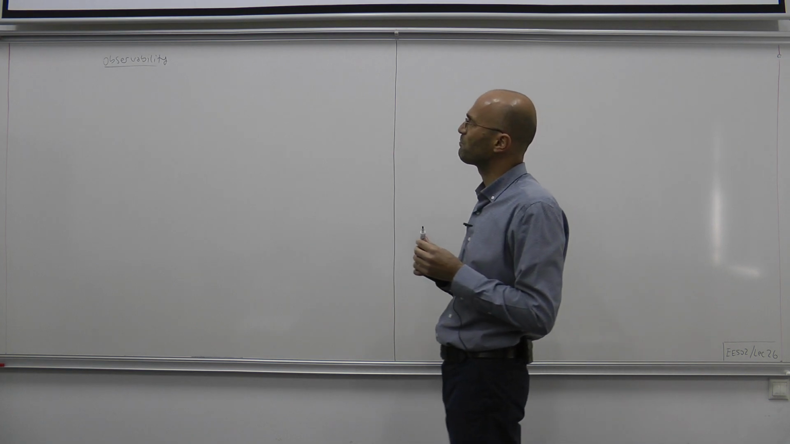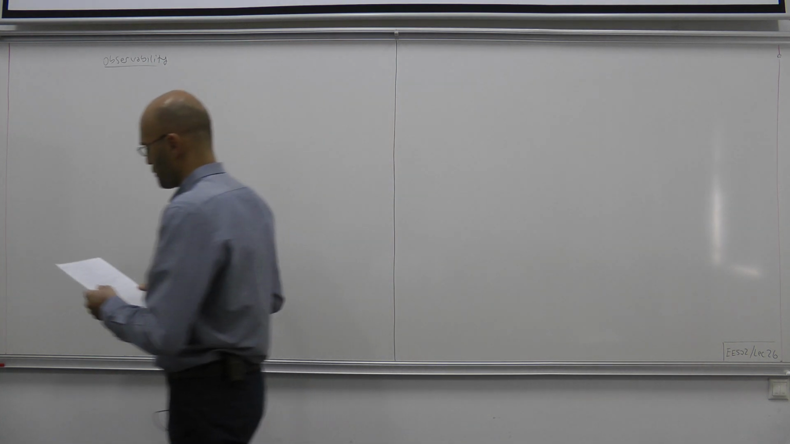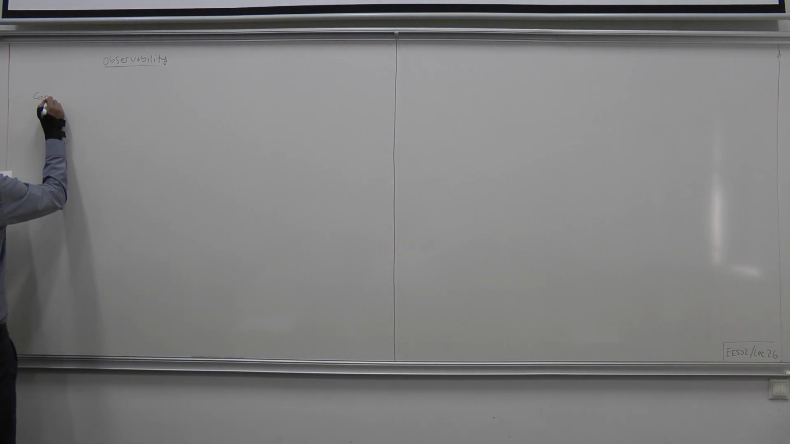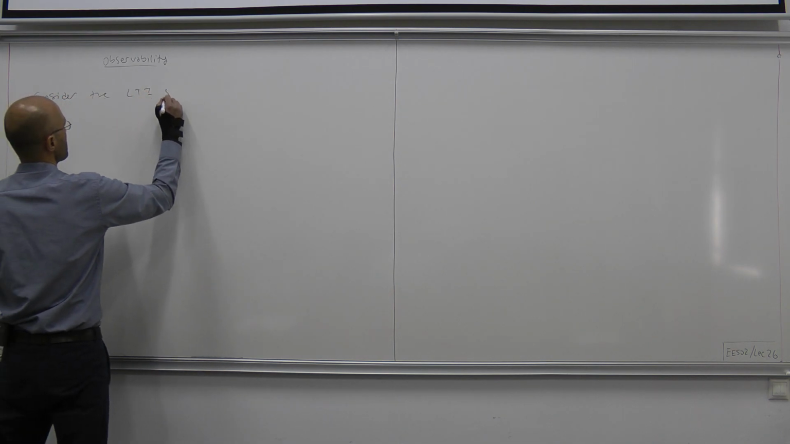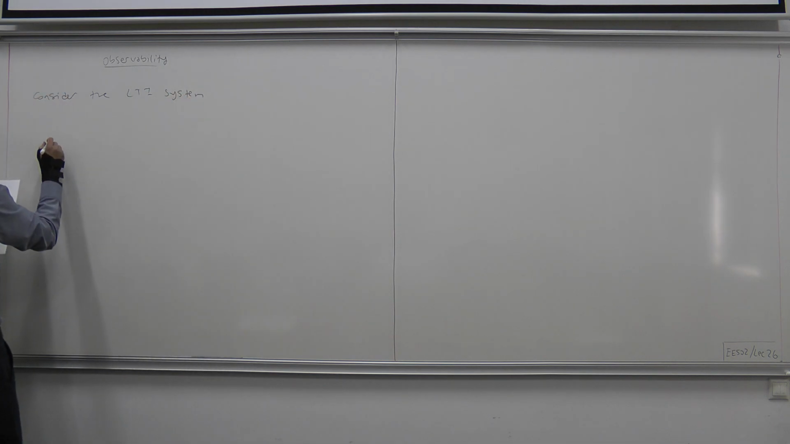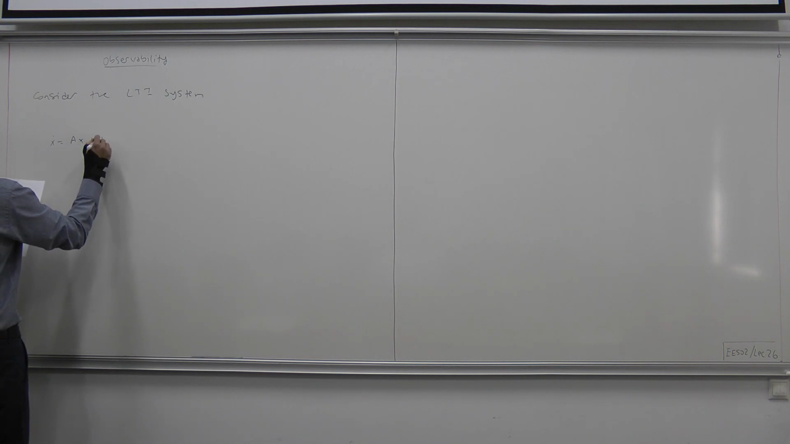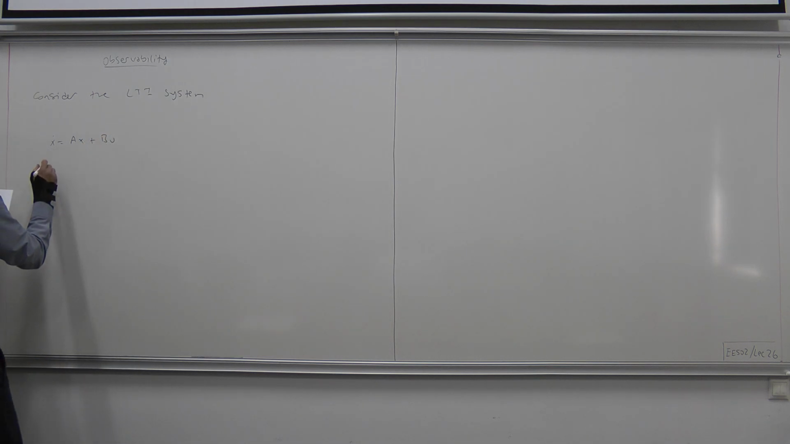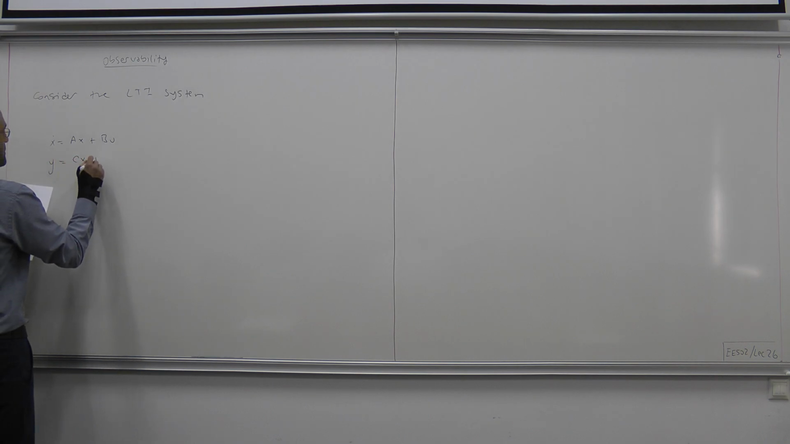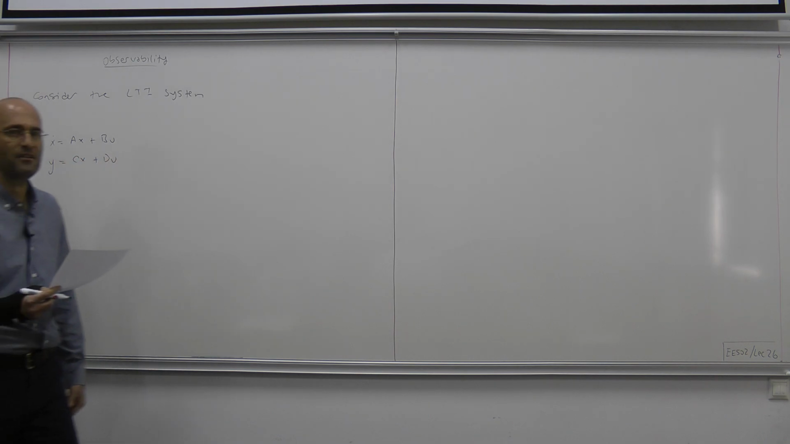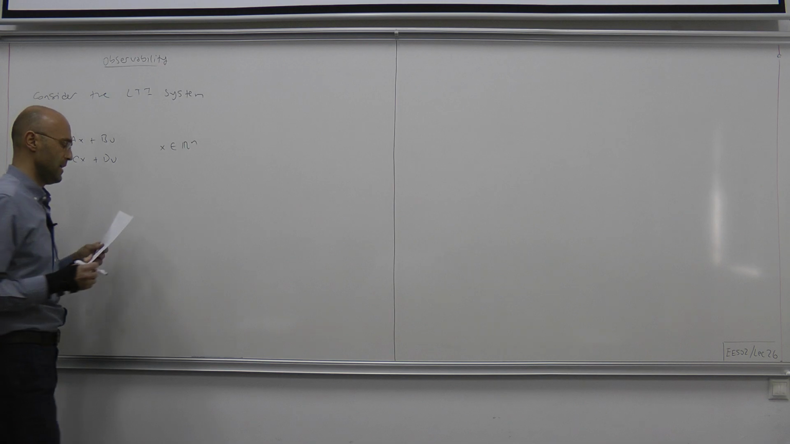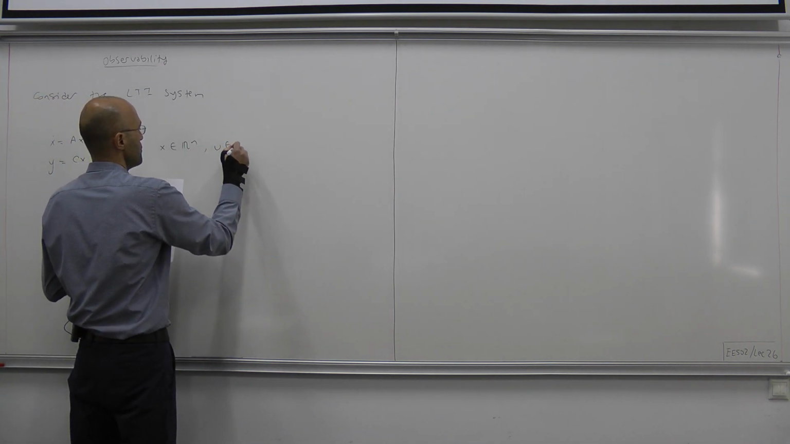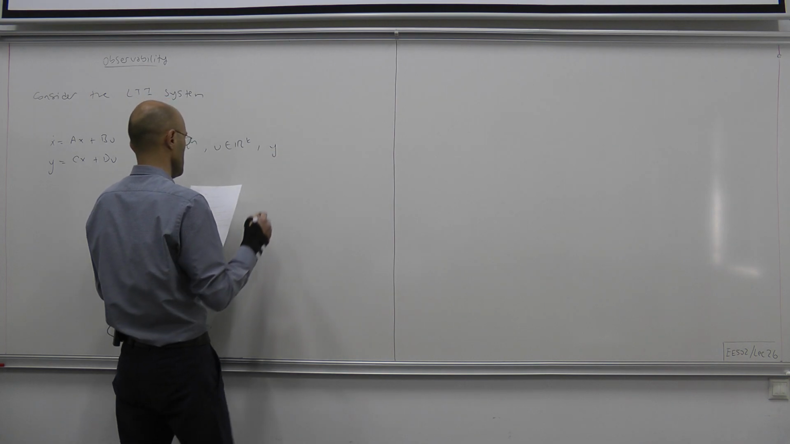Now let's make this notion a little bit more precise. Consider the following LTI system: x dot equals Ax plus Bu, and the output is given by the matrices C and D as such, with x in R^n, n is the order of our system, u is some vector, and the output is also some vector.